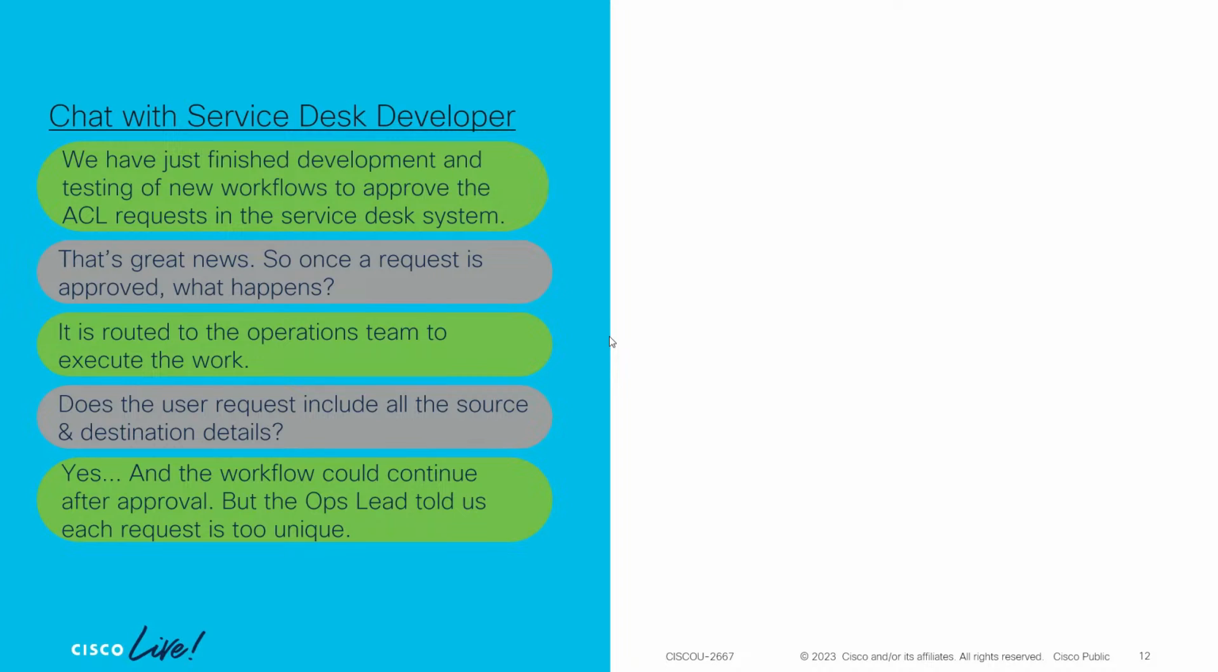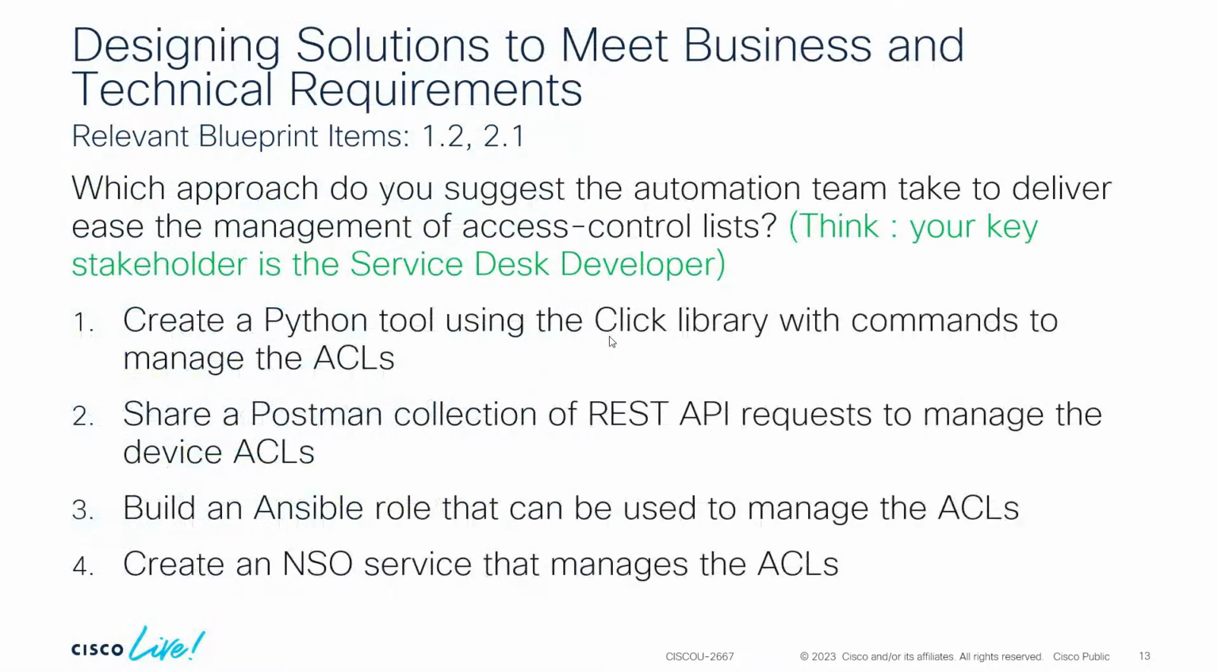So does the user request include all the source and destination details? Yeah, and the workflow could continue after approval, but the ops lead told us each request is too unique. So if you read this again, does it make more sense now? So option 1, create a Python tool using the click library with commands to manage the ACLs. Could still be done, but for a service desk developer, that's maybe a little bit too difficult. So I wouldn't choose that one.